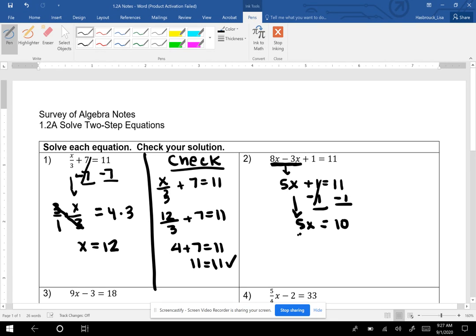Now, if this is 5 times x, to move the 5, I need to do the opposite and divide both sides by 5. So I get x equals 2.